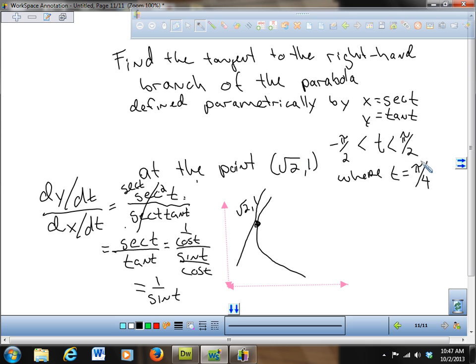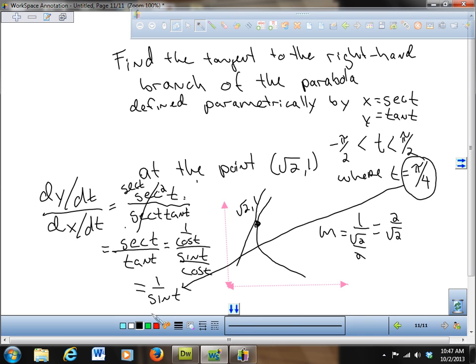Now, at pi over 4, I'm almost done. At pi over 4, what is this equal to? That's a slope. 1 over square root of 2 over 2, which is the same as 2 over root of 2, right? I'm going to rationalize the denominator. I'm going to multiply by root of 2 over root of 2, which gives me 2 root of 2 over 2, which is equal to root of 2. That's the slope. Whoa. And the point is here.